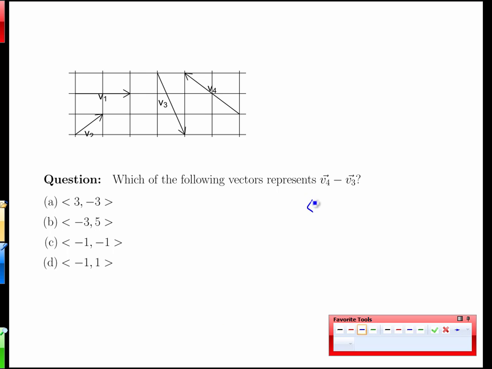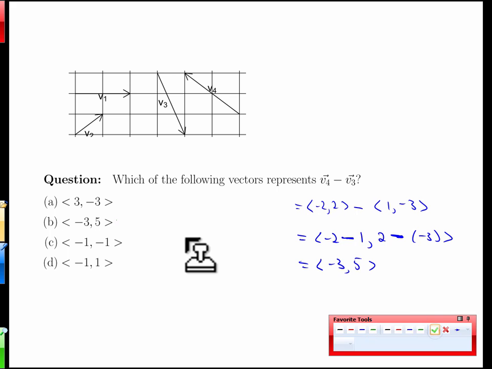All right, v4 is negative 2, 2, left 2, up 2, and now we're subtracting v3, and v3 was the 1, negative 3 vector. So the naive, straightforward approach here would be to say, well, I've got negative 2 minus 1, that'll be negative 3, 2 minus minus 3, that would be 5. Let's write that out actually in 2 steps. So take the negative 2 minus the 1, and 2 minus the negative 3, and that gives us negative 3, 5. Now that's on the list here, so I think that's right. Let's put the check mark there.